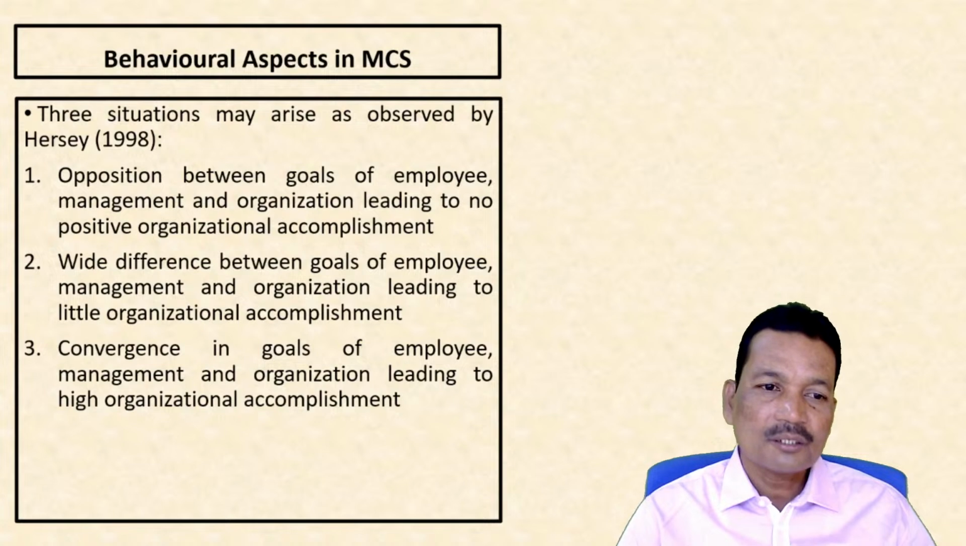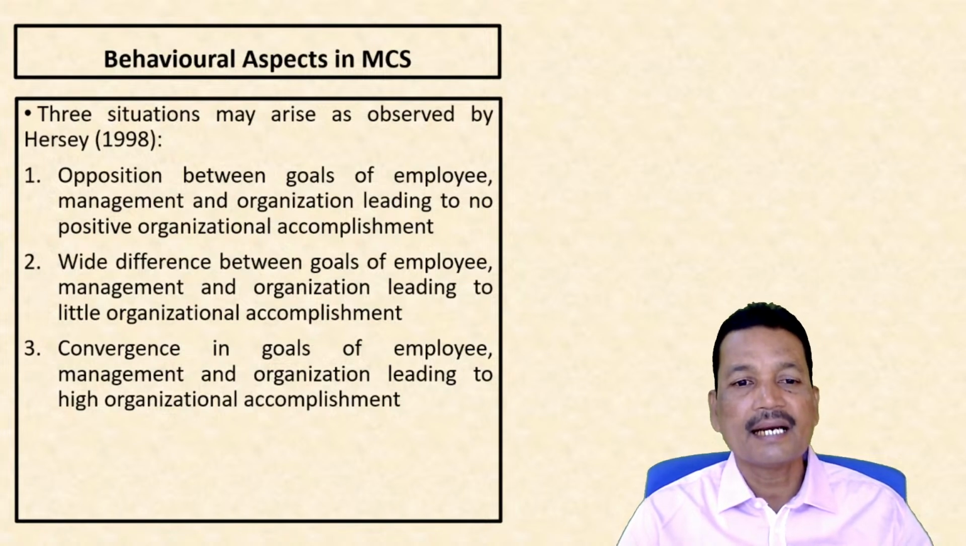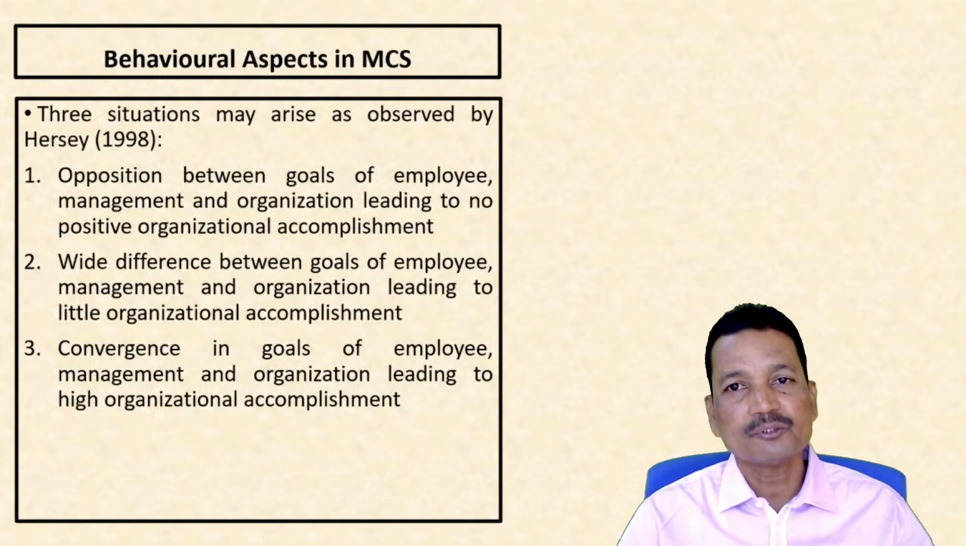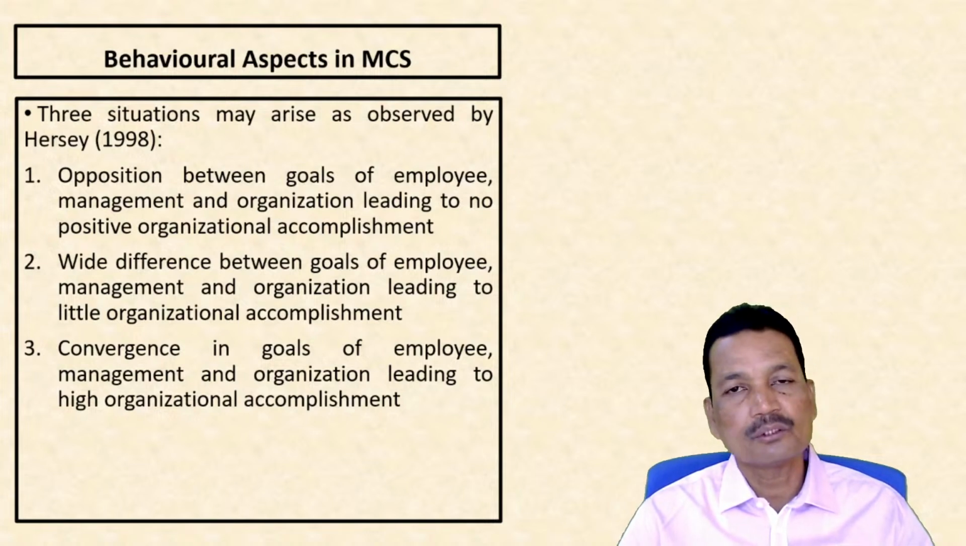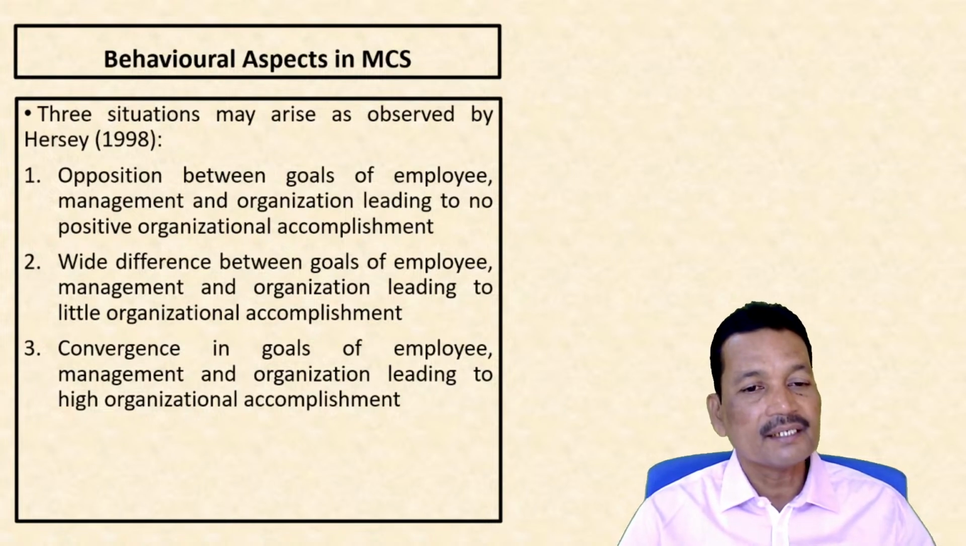Now, if the goals of the employee, management and organization become common, congruent, same, then it will lead to high organizational accomplishment. For example, the employees, the management or the organization, suppose they have one thing in common regarding their goals, that is maximize profit. So definitely the organization can maximize its profit.